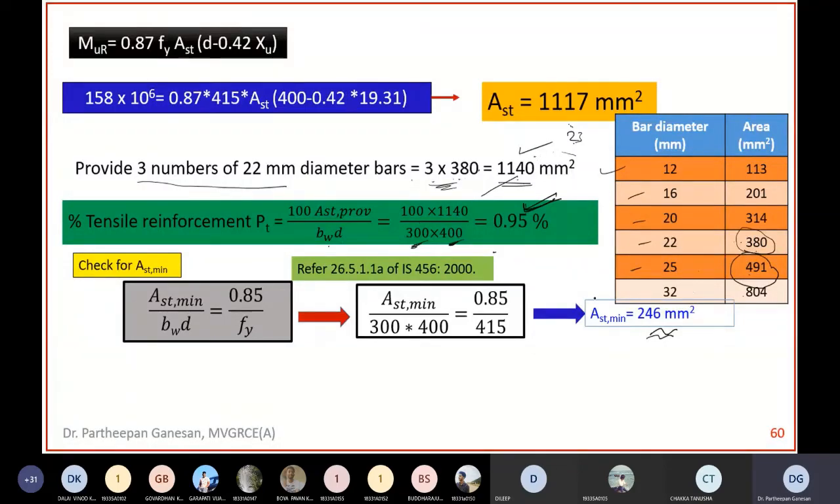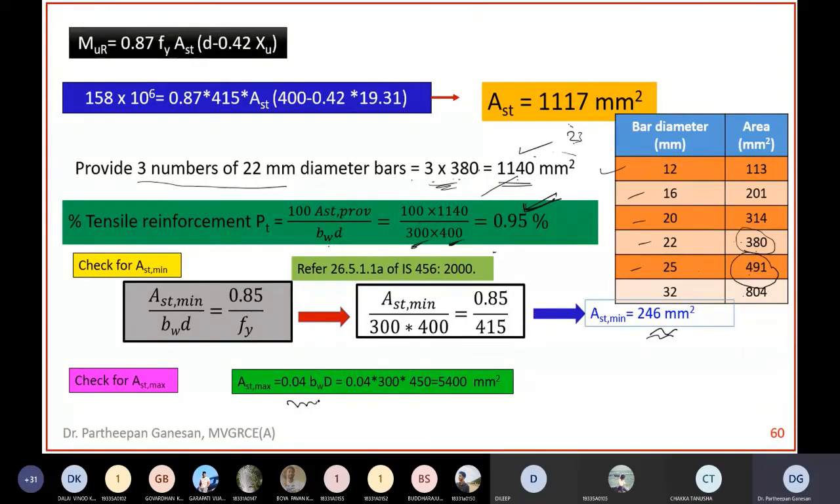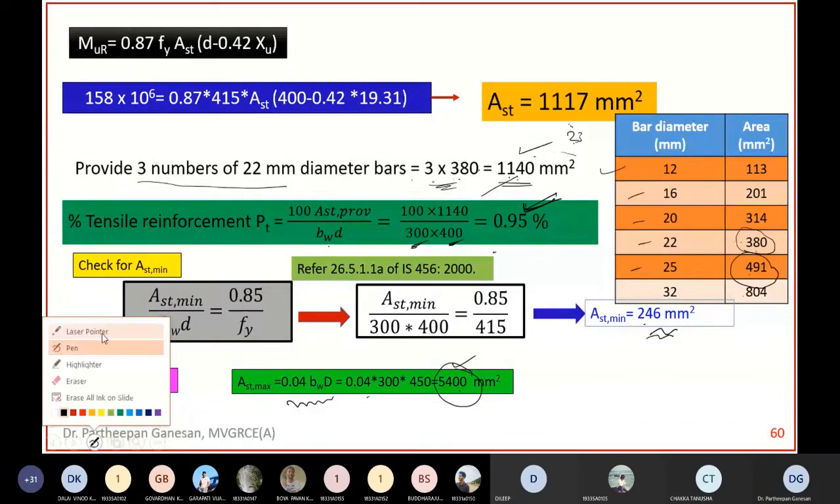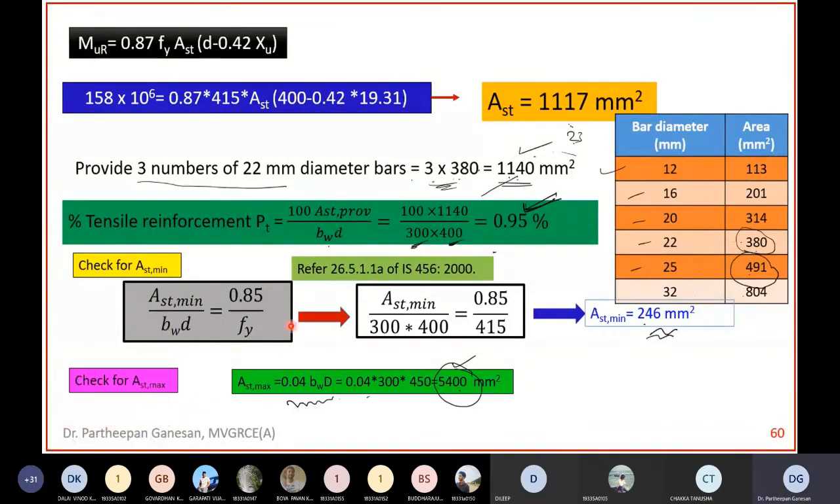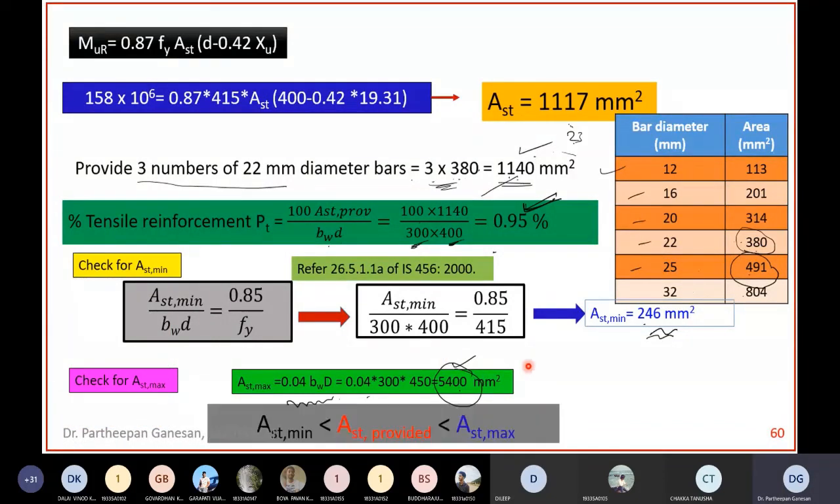Always it is more than Ast minimum. That's fine. Ast max is 0.04 times bw into D. That is coming out to be 5400. So we have provided 1140. This 1140 is greater than 246, less than 5400. So your Ast provided is greater than Ast minimum, less than Ast max. Your check is fine, perfectly okay.